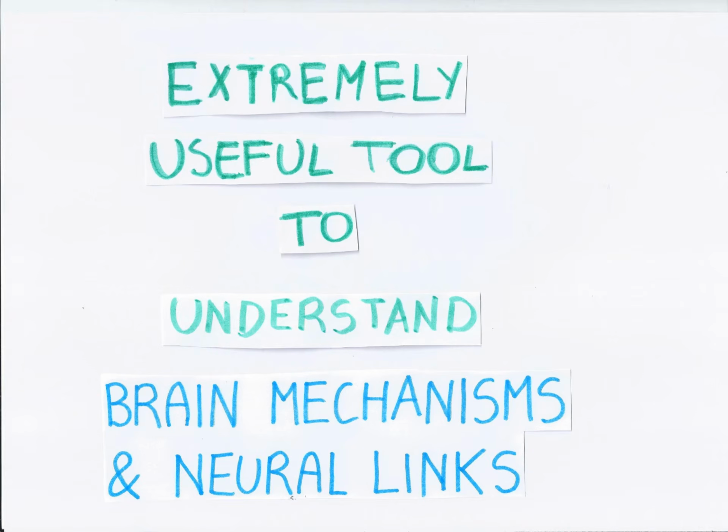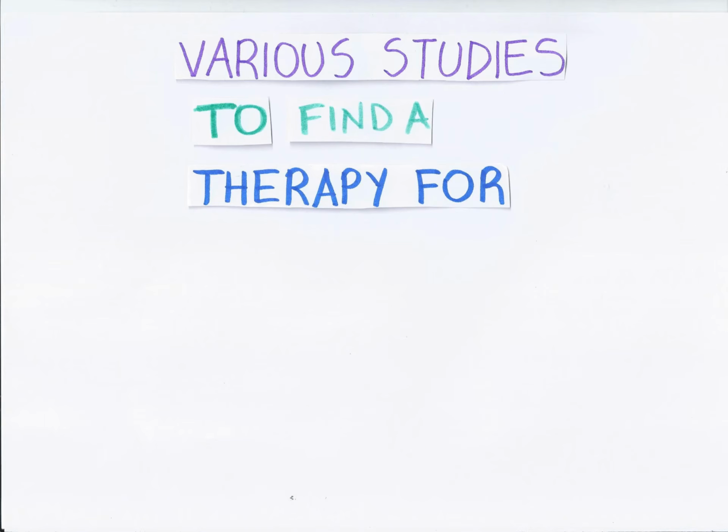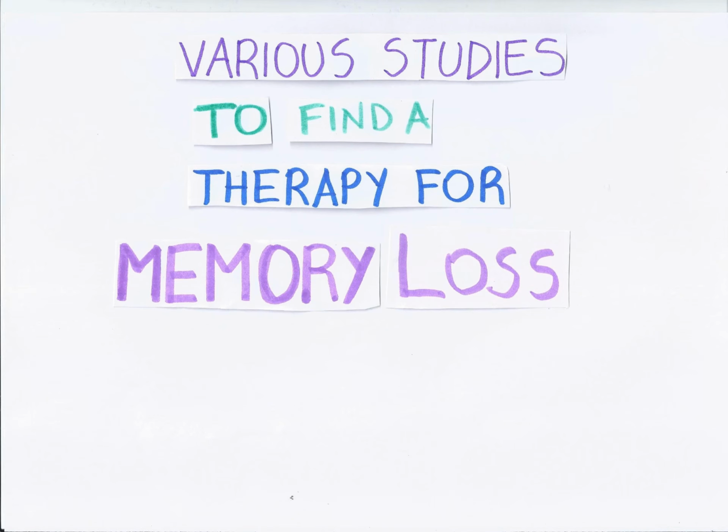But it is also an extremely useful tool to understand the mechanisms of our brain, because if you can switch on and switch off different areas of the brain, you can understand what they are important for. And you can also find therapies for memory loss, which is amnesia, or drug addiction, Parkinson's disease.